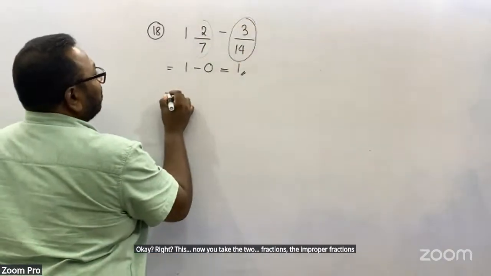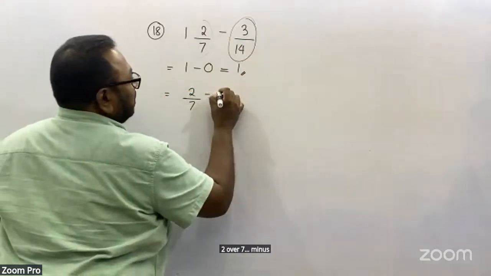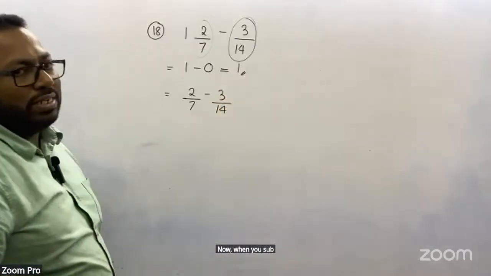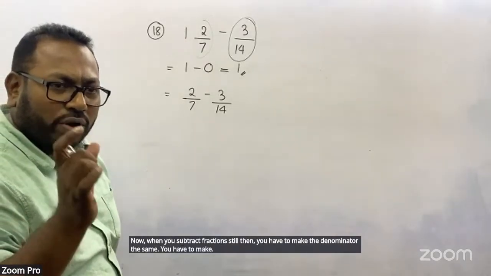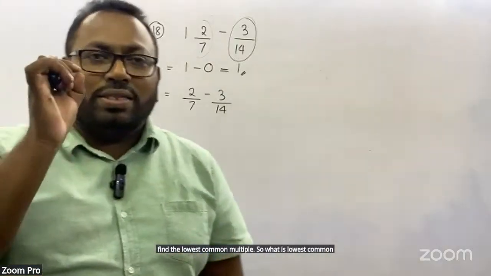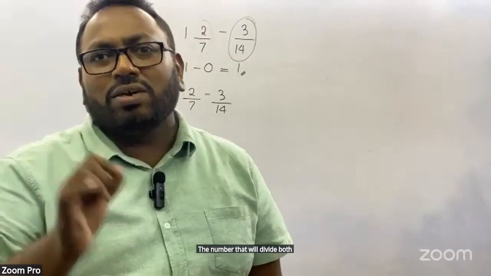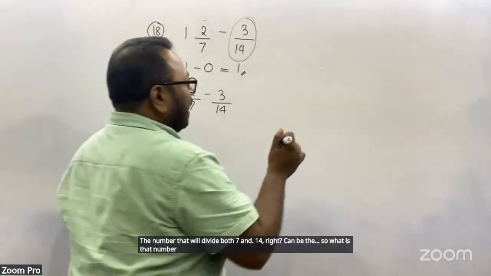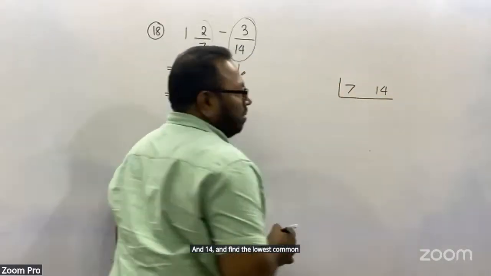Now you take the 2 fractions. What do you have here? 2/7 minus 3/14. Now, when you subtract fractions, children, you have to make the denominator the same. You have to find the lowest common multiple. So, what is lowest common multiple? The number that will divide both 7 and 14, right? So what is that number? You'll take 7 and 14 and find the lowest common multiple.